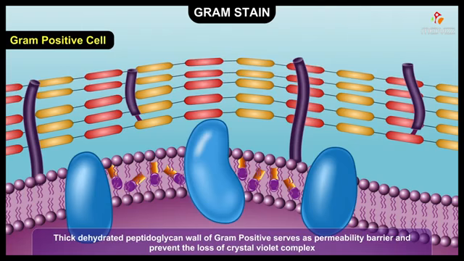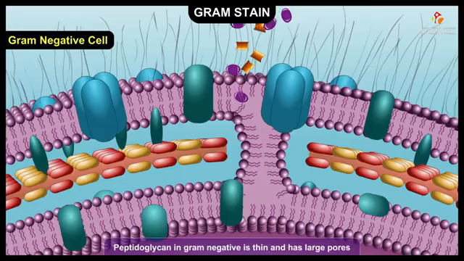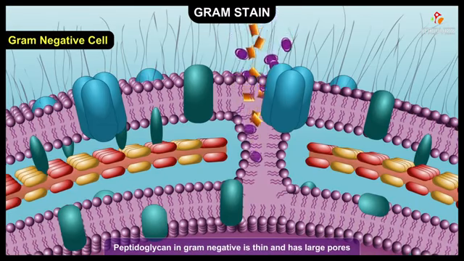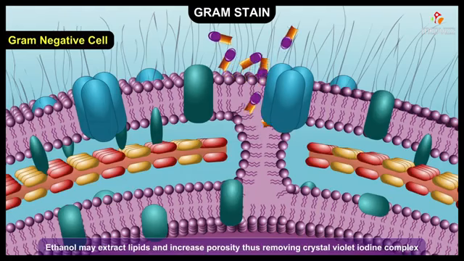violet iodine complex. In contrast, the peptidoglycan in gram-negative bacteria is very thin and has large pores. Ethanol may extract lipids and increase the porosity, thus removing the crystal violet iodine complex.